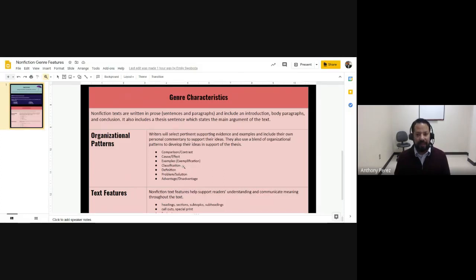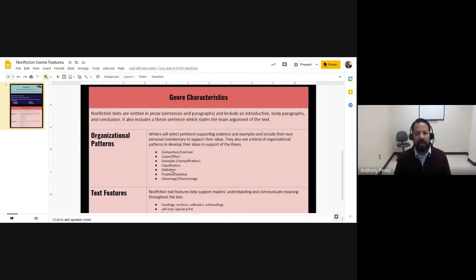Classification sounds fancy, but it just means we're going to put things in categories. So restaurants is a big category, and we might say Tex-Mex restaurants, Chinese restaurants, Italian restaurants, right? It's classifying these things, that's one way to do it.